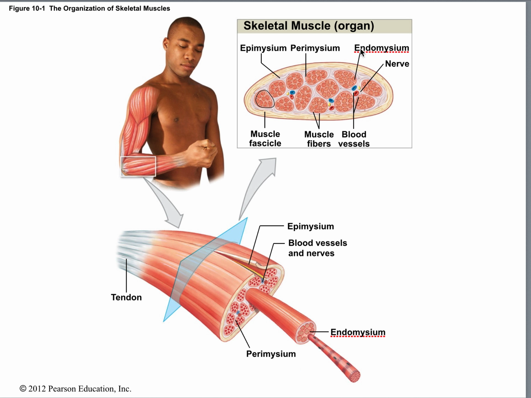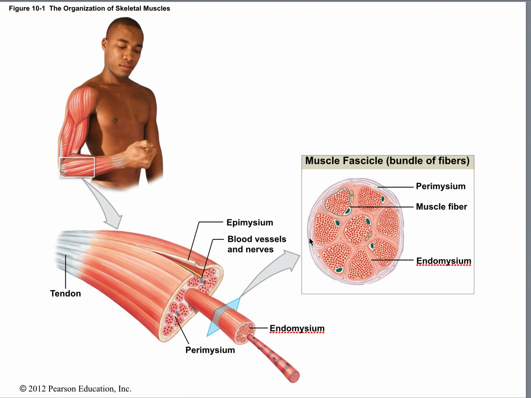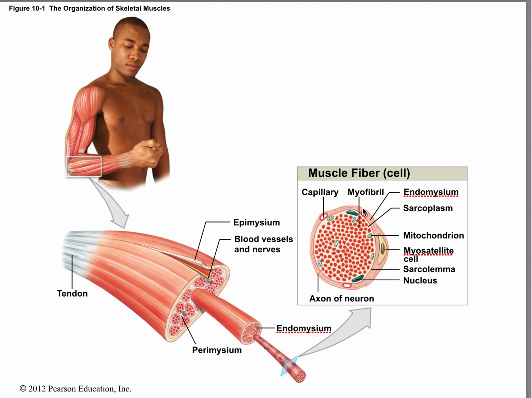So again, the very outside is epimysium, right? We see that. The middle, the bundles are perimysium. And then the very inside, the tiny little cells that they're pulling out here are wrapped with endomysium. And there are different types of connective tissue, or different layers of connective tissue.